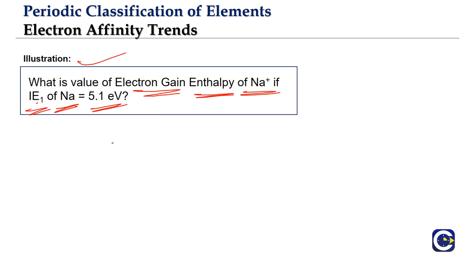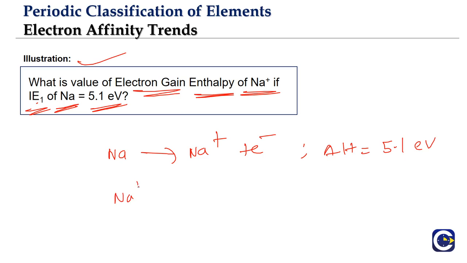Ionization energy 1 of sodium means what? You take a sodium, okay, by the removal of electron we will get sodium plus. For this, what is the energy exchange involved? It is 5.1 electron volt. That is the energy exchange involved. Electron gain enthalpy of Na+ means what? You take Na+, add electron, you will get sodium. We want to know what is the energy change in all this.